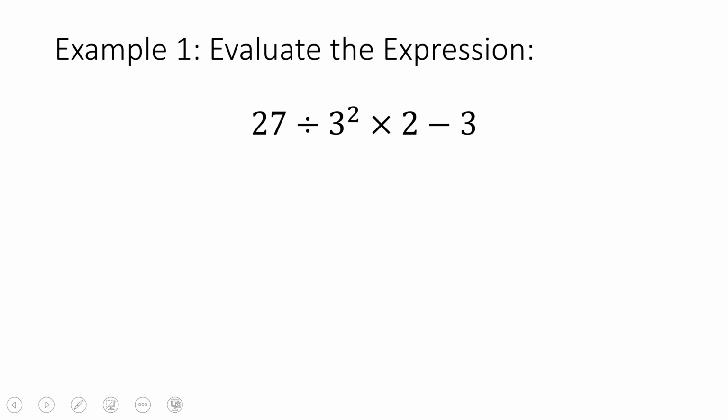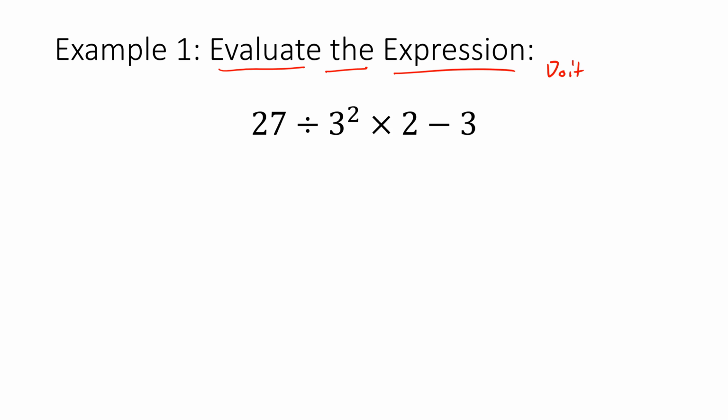When I say simplify expressions, I mean something like this. Your book is going to tell you evaluate the expression, and what they mean is basically just do it, solve the problem.